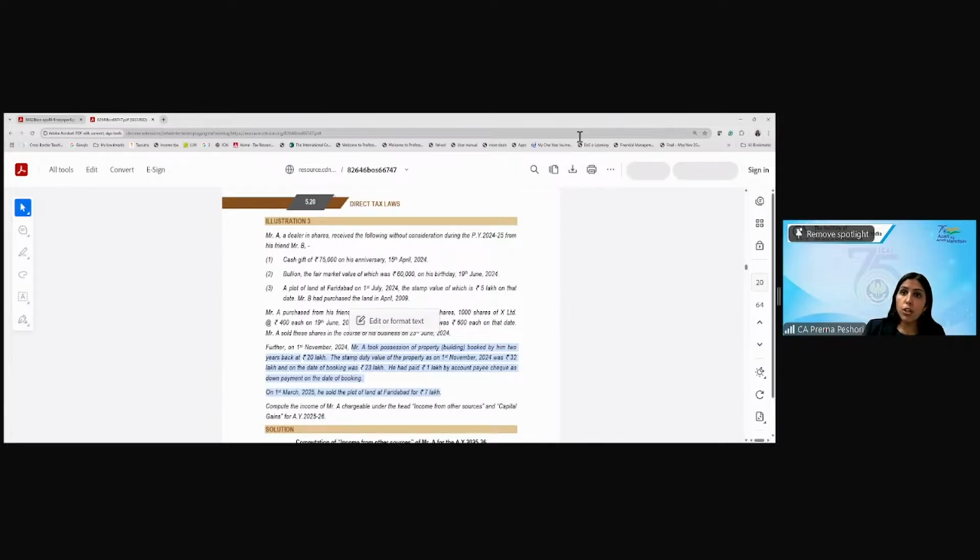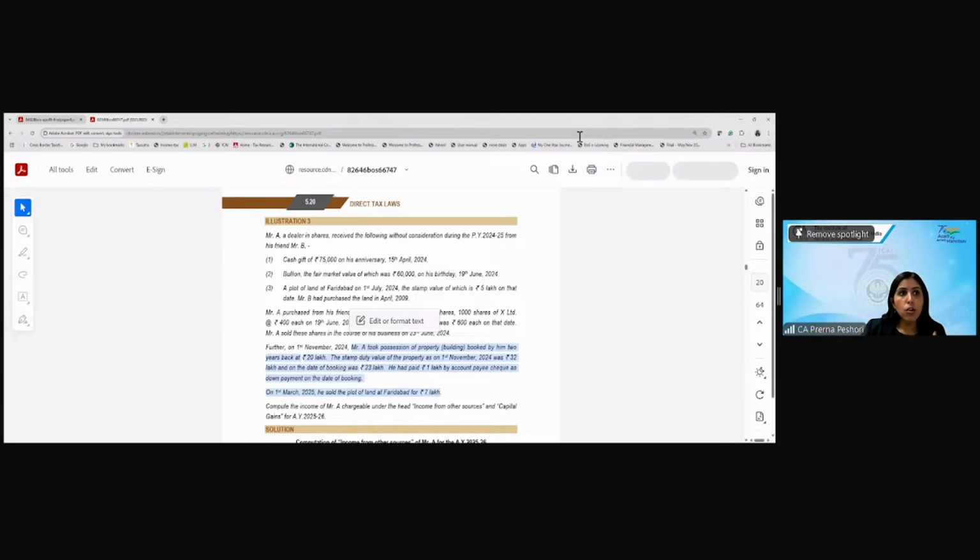So he has booked it 2 years ago. And for the purposes of 54F, 54 will not be applicable. 54 is applicable in the case of sale of residential house property. He is selling the plot of land. He is not selling the residential house property. So we will not apply 54. 54F, if at all, can get applicable.